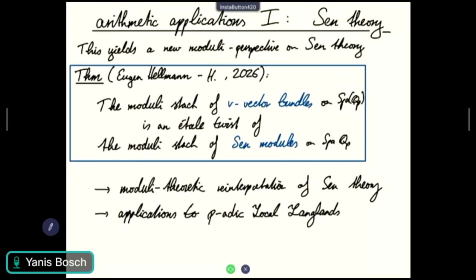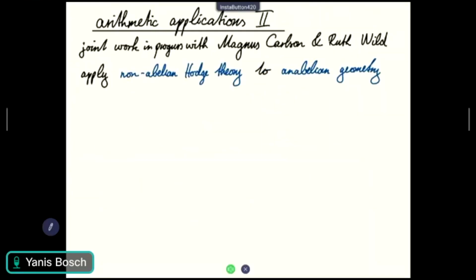Okay, and then maybe just very briefly, I want to talk about a second application, which is joint work in progress with Magnus Carlson and Ruth Wild, my colleagues in Frankfurt. And the idea is to apply non-abelian Hodge theory to anabelian geometry. If you just read these two topics, you might say, so you're telling me that two topics which have basically the same name, non-abelian Hodge theory and anabelian geometry, have something to do with each other? But it's really not so obvious at all. I'm quite excited about this, so I just want to very briefly sketch the main idea without giving any details.